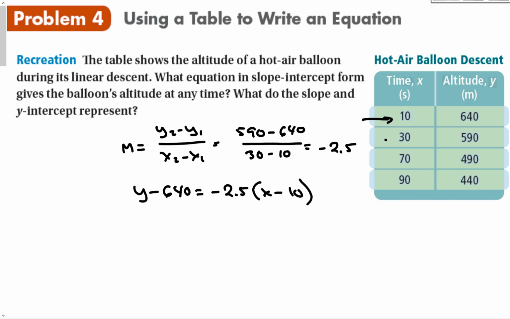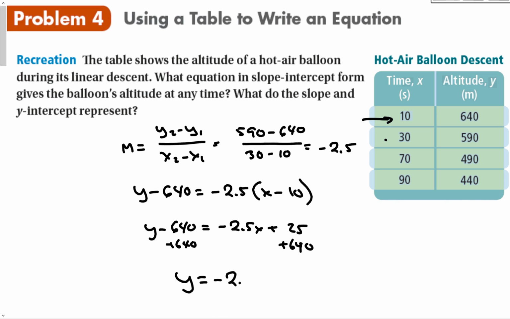Now, distribute, and we get y minus 640 is equal to negative 2.5x plus 25. Adding 640 to both sides gives me y is equal to negative 2.5x plus 665. Now my equation is in slope-intercept form.